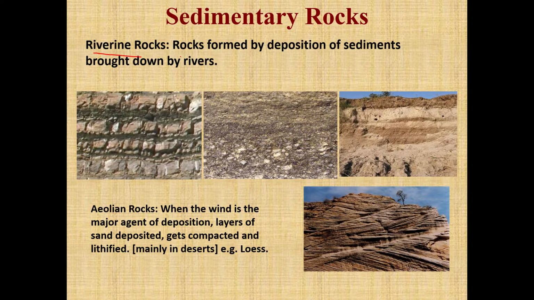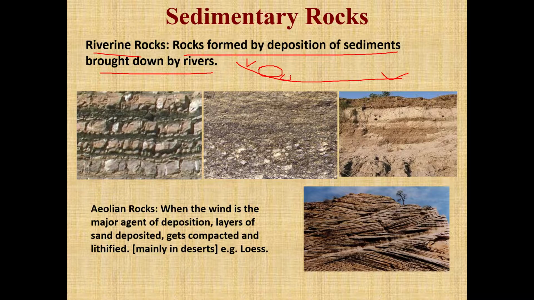Riverine rocks are rocks formed by deposition of sediments brought down by rivers. Now here you have to remember, as we have learned before, that from its source to its mouth, in different places, the gravels become smaller and smaller as we move towards the mouth, and then finer particles. So accordingly, we get bigger particles over here, then moderate particles, and then the finest particles.